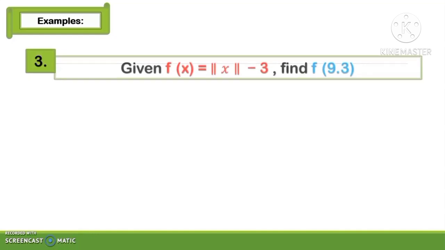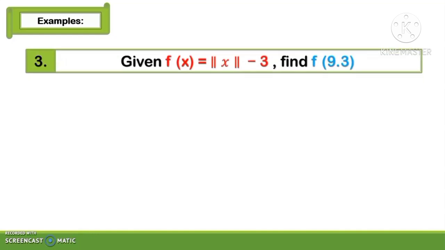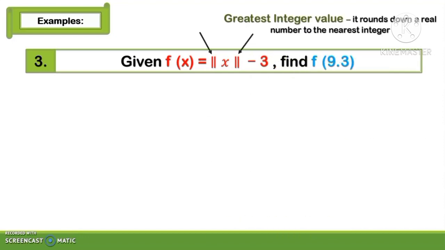Let us have example number 3. Given f of x is equal to the greatest integer value of x minus 3, find f of 9.3. This symbol is what we call greatest integer value. It rounds down a real number to the nearest integer.